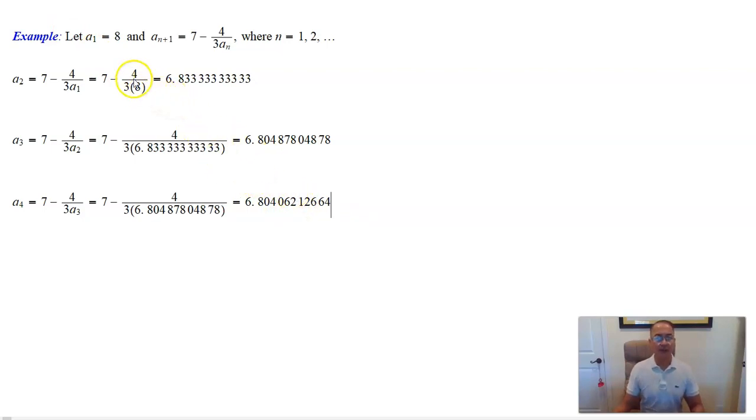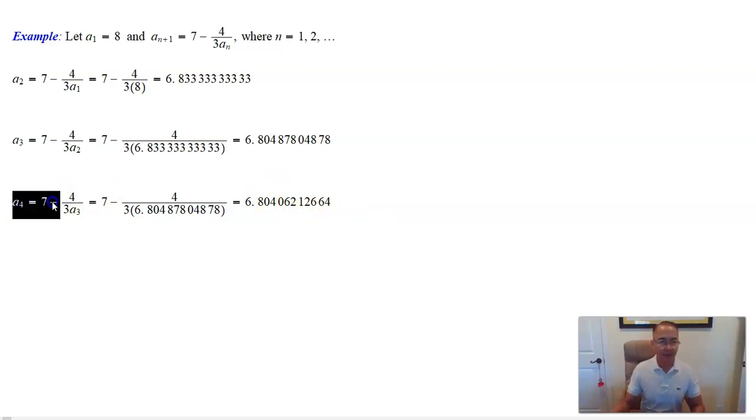6.80406. So I hope you're seeing what I'm seeing. In the first section, we talked about the limit of a sequence. Is there a number that the terms of the sequence are approaching? In other words, if you graph the sequence, will you see a horizontal asymptote that the terms of the sequence, the graph, is approaching? Okay, so it looks like the numbers are kind of slowing down. So maybe there is a limit to the sequence.